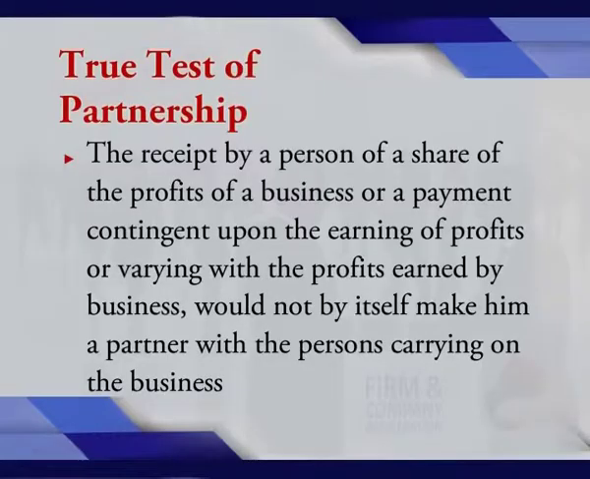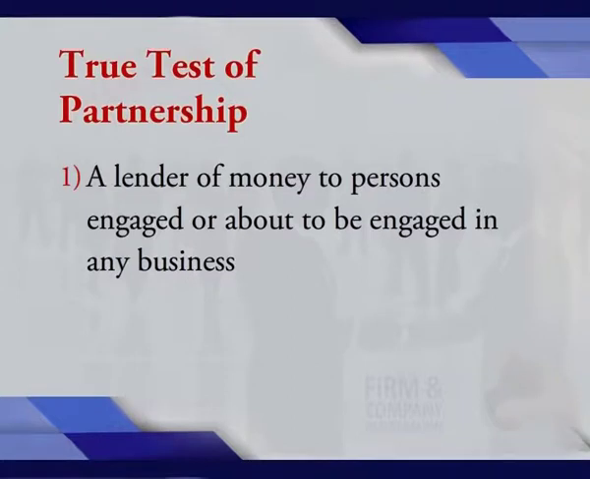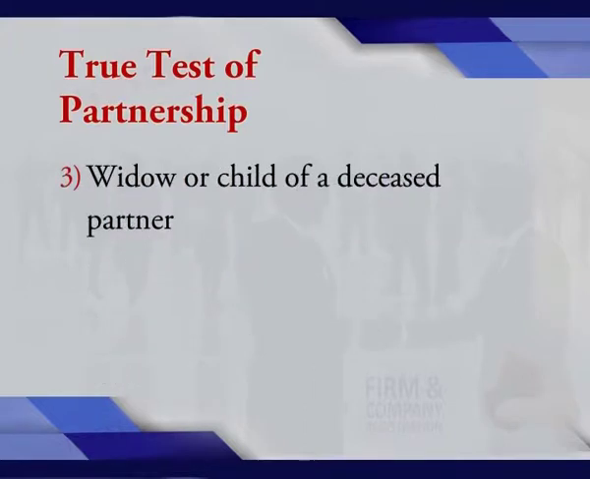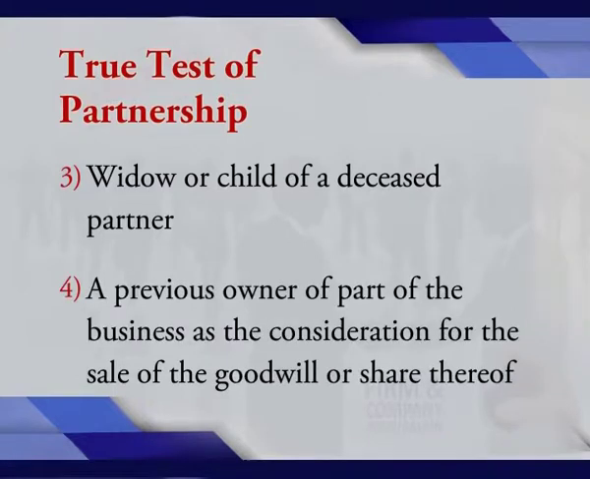The receipt by a person of a share of the profits of a business, or a payment contingent upon the earning of profits or varying with the profits earned by the business, would not by itself make him a partner with the persons carrying on the business, particularly when such share or payment is received by persons like a lender of money to persons engaged or about to be engaged in any business, or a servant, for example a manager of a firm, or agent as his remuneration, or widow or child of a deceased partner, or a previous owner or partner of the business as the consideration for the sale of the goodwill or share thereof.